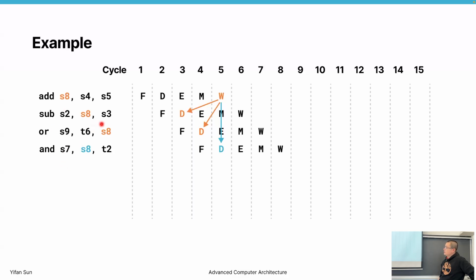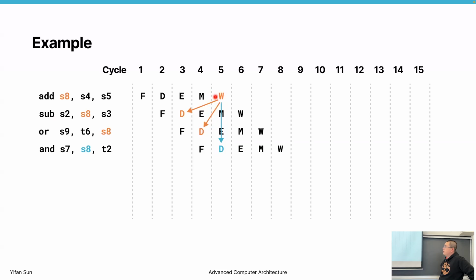Also in the third instruction, we have the same problem: this S8 will get some garbage data because this result is only written at cycle 5. Only at this time can we get a correct result.